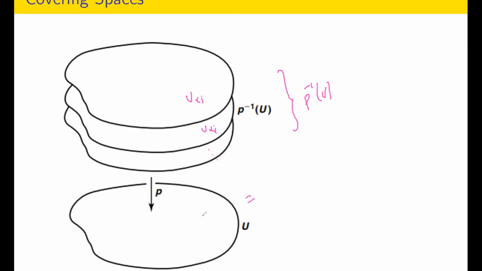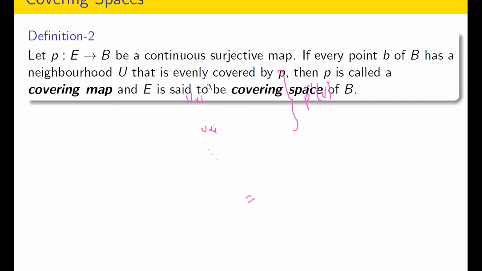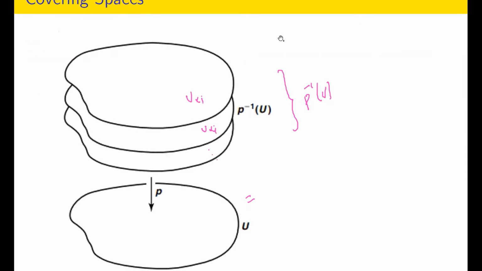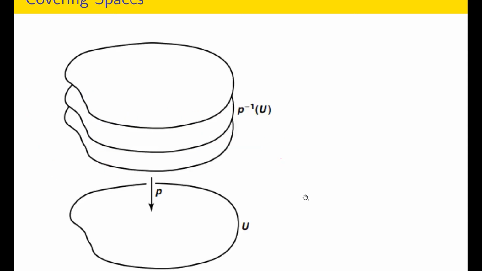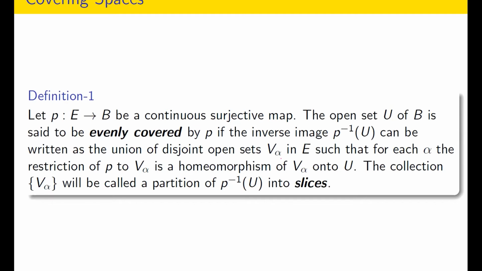Every V alpha will be of the same size and shape as U. Then we say that U is evenly covered by P. And the collection V alpha will be called the partition of P inverse of U into slices. So each V alpha is called a slice. I hope the definition is clear.